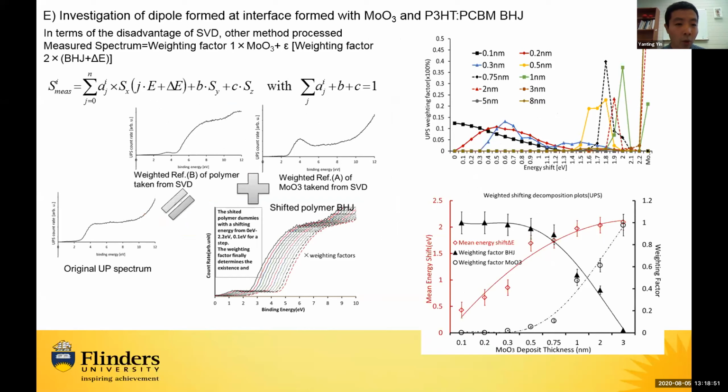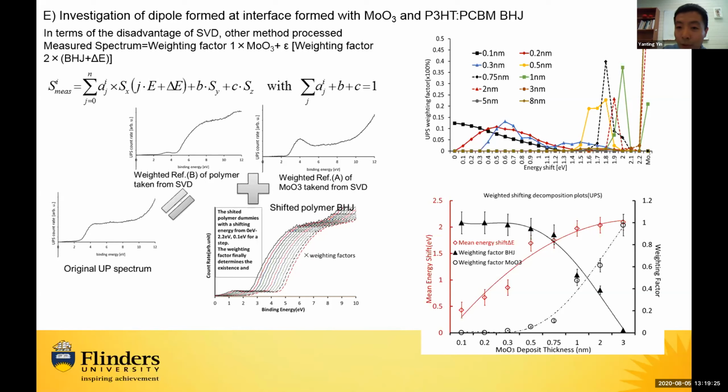For example, we allow a contribution of molybdenum oxide, we allow a contribution of pristine polymer, and we allow a third polymer component, but allow it to shift by different steps on the energy scale, for example a 0.05 electron volt shift as a single resolution. In this case, we can actually get the distribution of all the different energy shifts of the BHJ, and that gives us information on the dipole, the whole dipole moment at the interfaces.